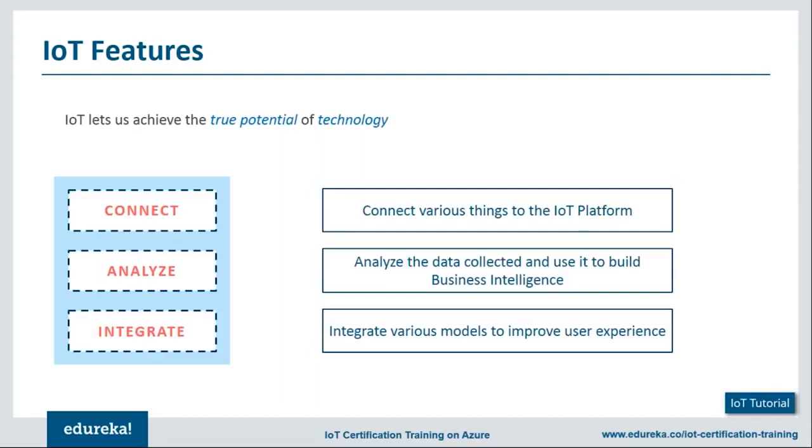Then comes analyze. Now I have my things around me. They each are going to generate some amount of data. This data needs to be collected and it needs to be analyzed to build a business intelligence solution. If I have a good insight from the data that is gathered from all of this, then definitely I can call my system a smart system. Finally, in order to improvise and improve your system, you need to integrate it with various models to improve the user's experience as well.